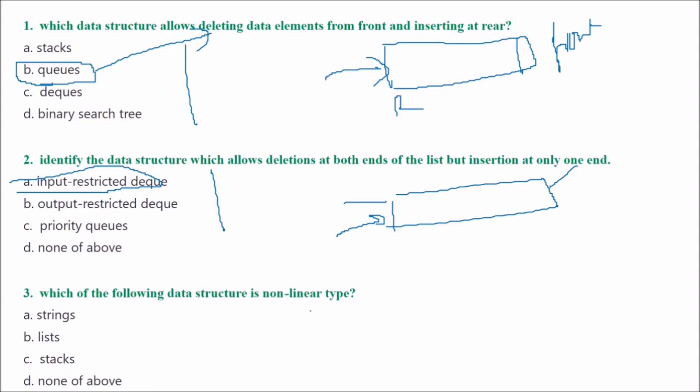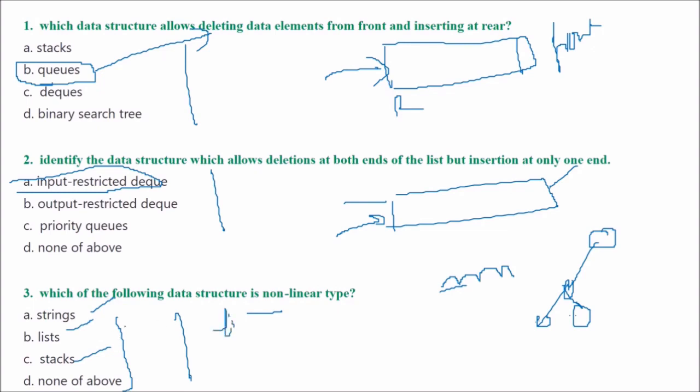Now, which of the following data structures is non-linear? You know, data structures are of 2 types, linear and non-linear. Linear means you can only traverse sequentially and they are connected sequentially, while in non-linear you can go from one node to other nodes, meaning 2 or multiple nodes. Which of these is non-linear? The answer is none of the above. Strings, lists and stacks are all linear. If the option had been graph or tree, you could have taken one of these.